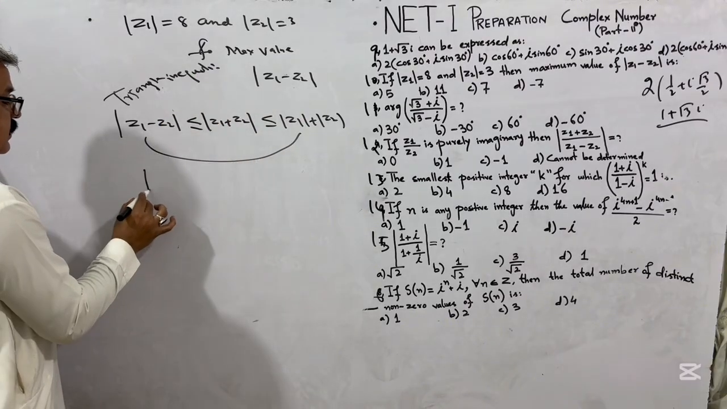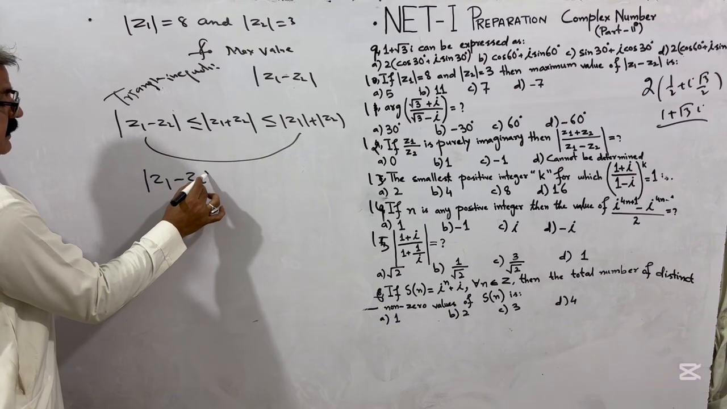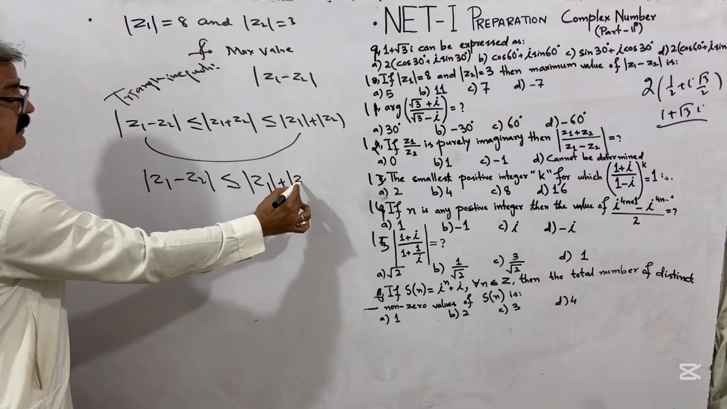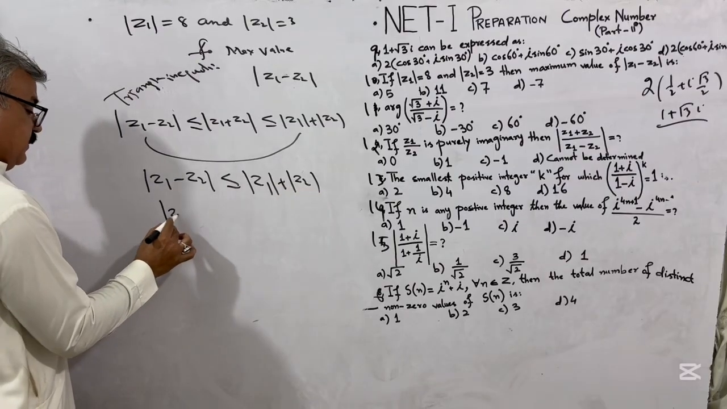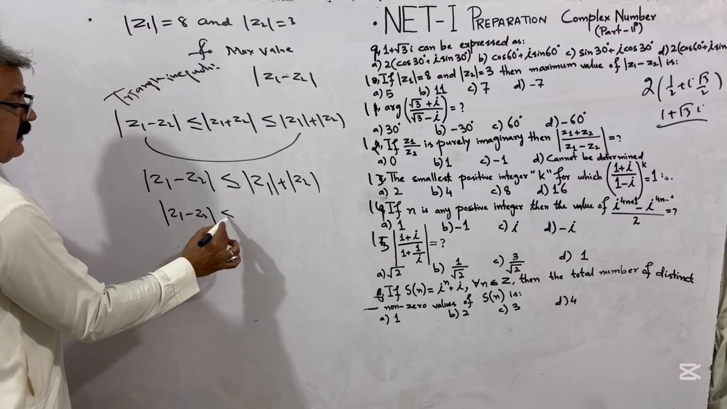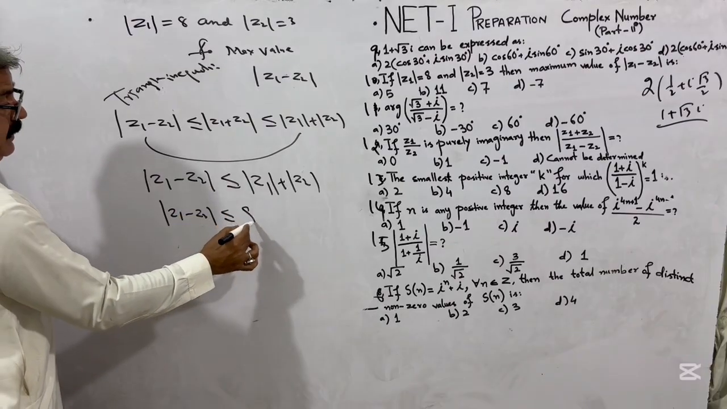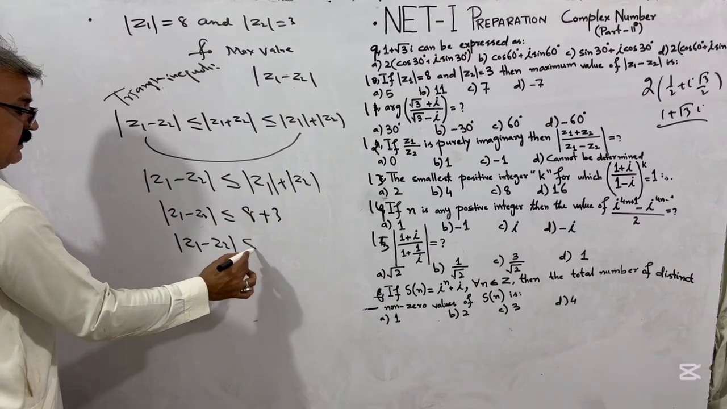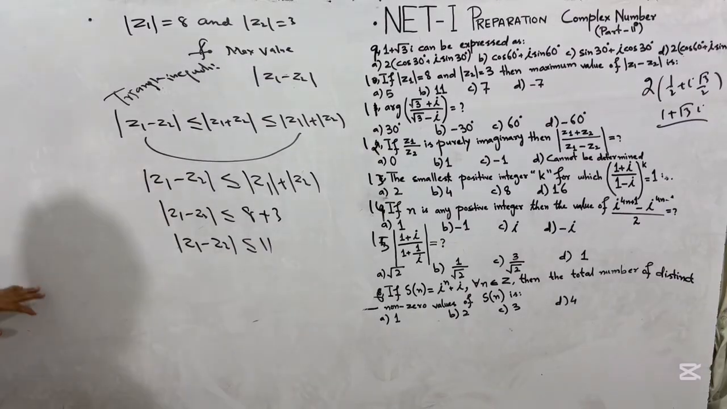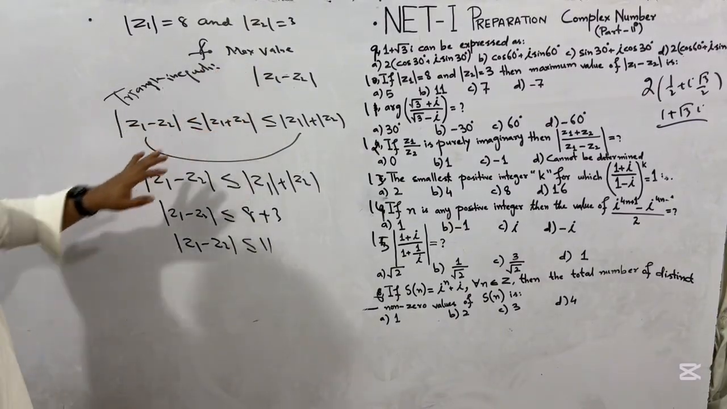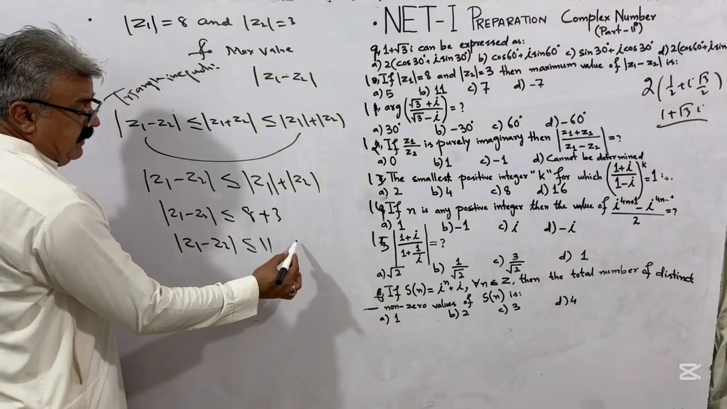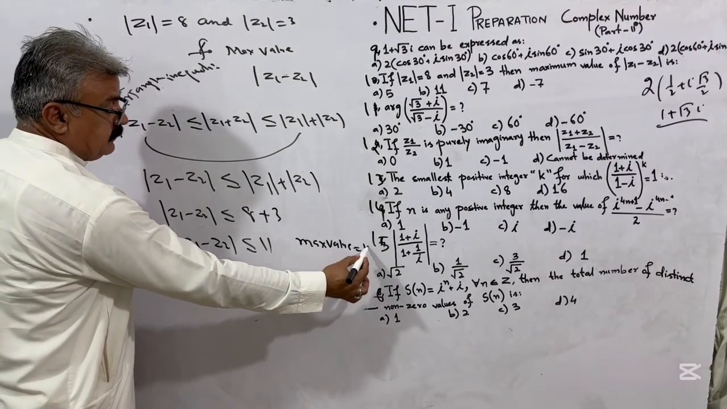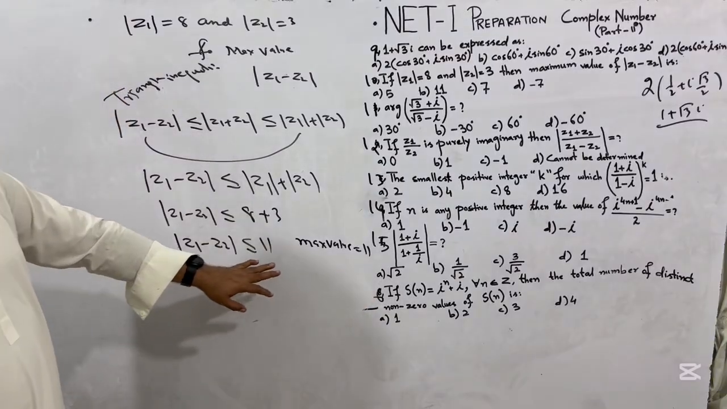Skip this one. So we have mod of z1 minus z2 is less than or equal to mod z1 plus mod z2. Given mod z1 is equal to 8 and this is 3, mod of z1 minus z2 is less than or equal to 11, and we are asked to find the max value. So max value will be 11 in that case.